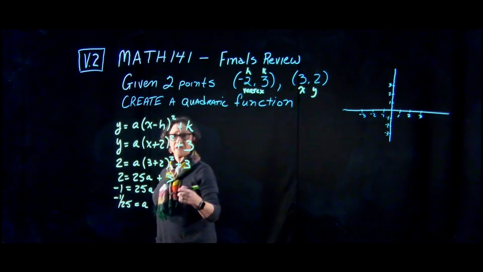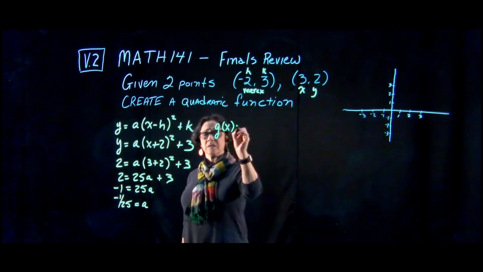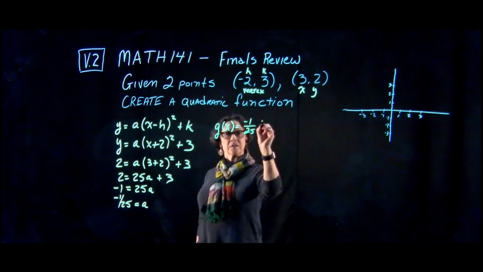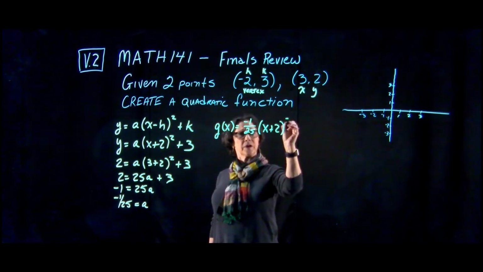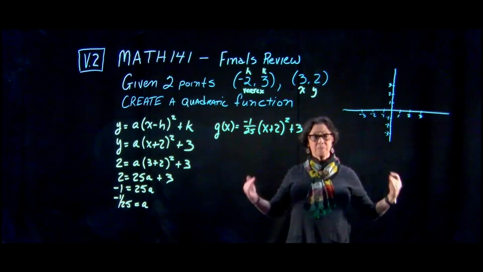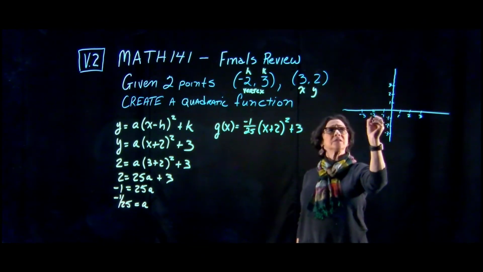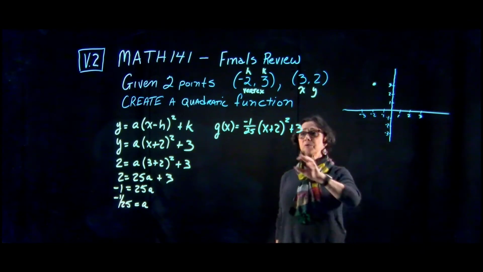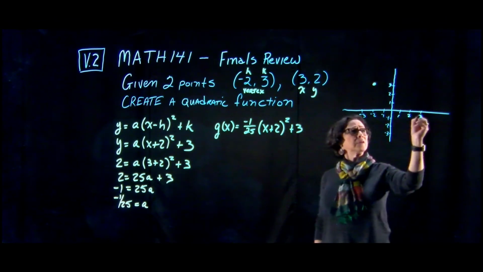Now that I have my a, I have my formula for my function. So I'm going to call this g of x equals negative 1 over 25 times x plus 2 squared plus 3. This negative tells us that this is an upside down parabola. I'm going to put in my points on the graph. So I'm going to negative 2, positive 3. There's my vertex. I know this is a parabola that's facing downward because of the negative coefficient. The second point is 3, 2.